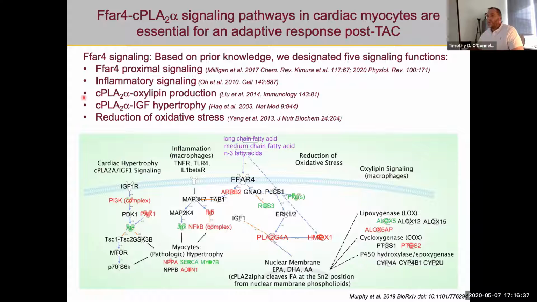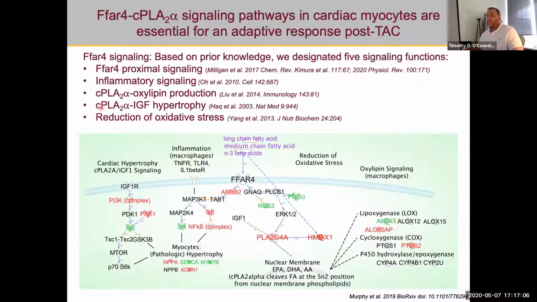Now, furthermore, we know from other studies in macrophages that FFAR4 can activate cytoplasmic phospholipase A2 to induce oxylipid production. That's shown here. Here's phospholipase A2. It cleaves out nuclear membrane fatty acids, and then those are acted upon by lipoxygenases, cyclooxygenases, P450 hydroxylases, and epoxygenases to produce oxylipids. And it includes genes like cyclooxygenase 2.